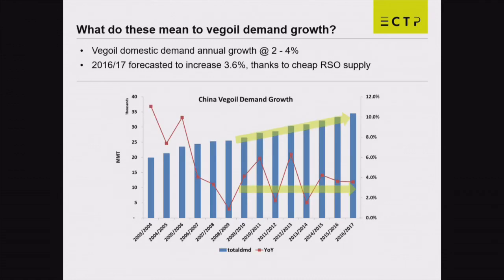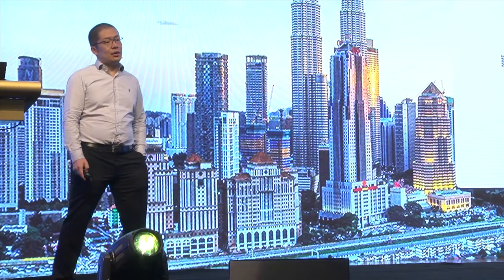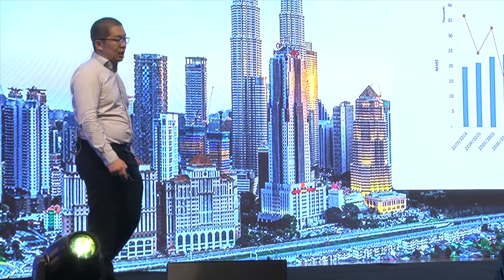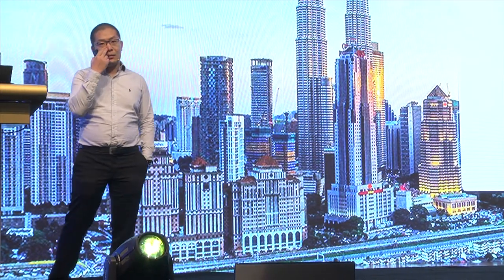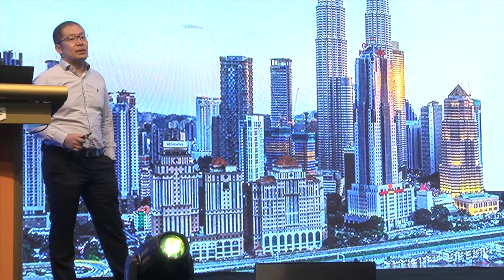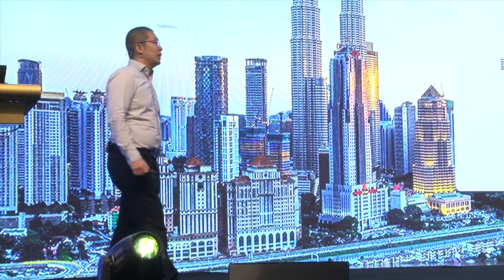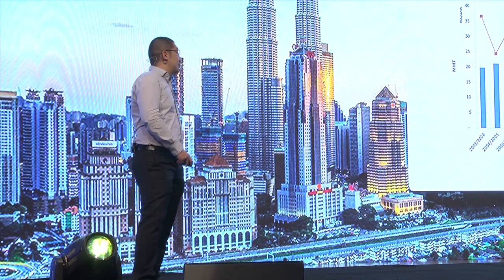Okay, what does this mean for vegetable oil demand growth? The growth on average for the past almost 10 years is 2 to 4%. For 2016-17, ECP forecasts it will increase 3.6%. This is mainly due to the cheap rapeseed oil supply from reserve. Without this cheap rapeseed oil supply, we believe the growth is going to be much smaller than this.